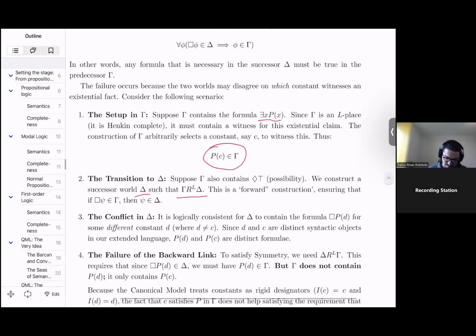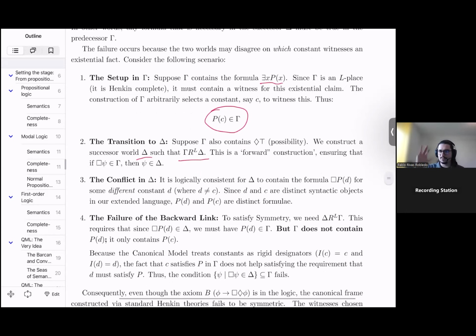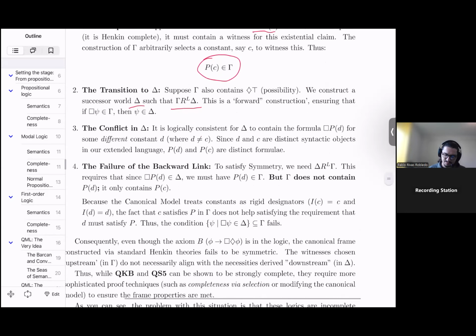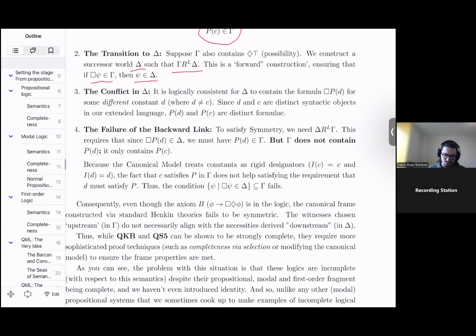What does this exactly mean? Remember that we have this canonical relation that basically says all my necessities are true in me for you. And then this is a forward construction that ensures that if box is necessary in gamma, then unboxed is in delta. And the conflict comes when you say that it is logically consistent with all that we have said, that we have a formula that it is necessary P of D.